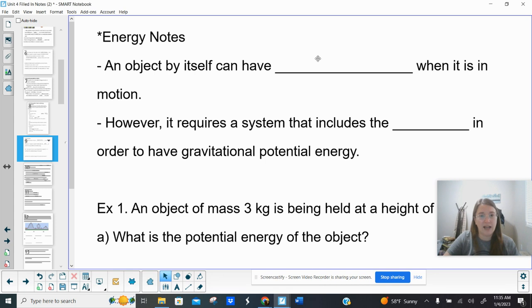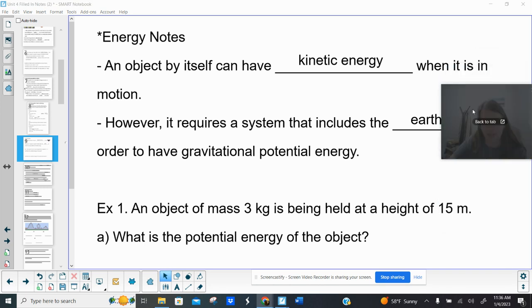So we talked about in the last lesson that an object by itself can have kinetic energy when it is in motion. I have my cup here and I'm moving it. This object of the cup currently has energy, right? But as I'm holding it, the cup does not have kinetic energy. Yes, it does have the potential to have kinetic energy if I were to drop it, because of the Earth, because of gravity. So if we include gravity in the system, Earth in the system, then yes, I can say this cup does have potential energy because the Earth gives it that potential.